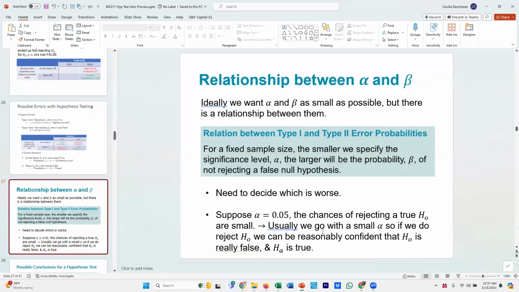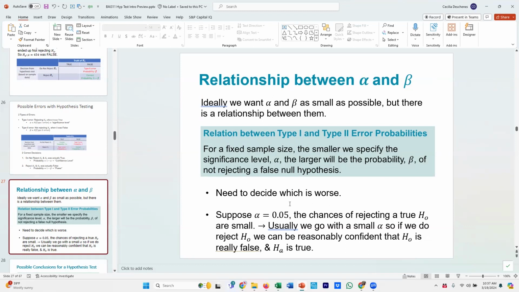All right, so if alpha is small, and we do not reject the null, we can be reasonably confident... sorry, if we do reject the null, we can be reasonably confident that the null actually was false. And when we accept the alternative, it's true. That's usually the path we take.